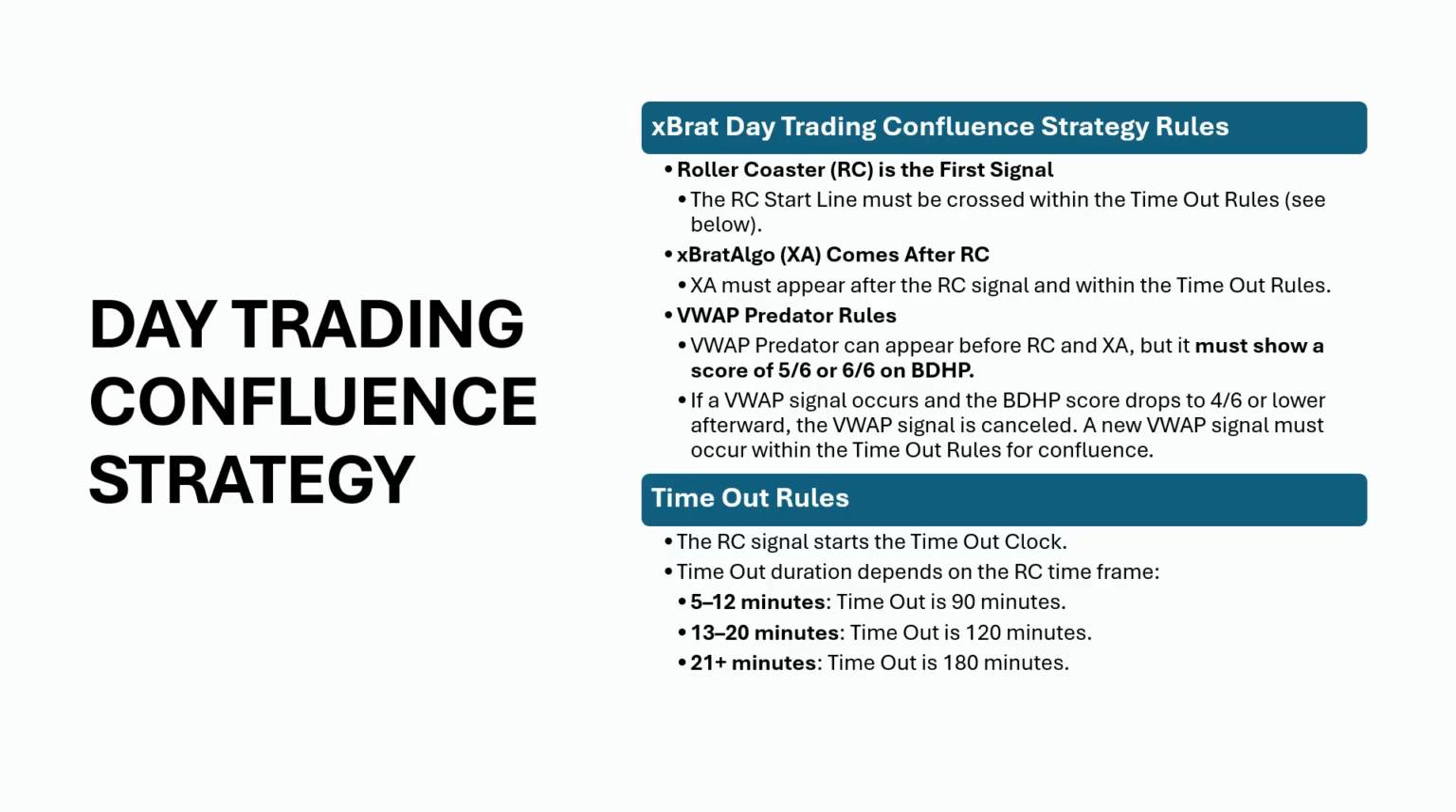So those timeout rules. This all depends on that initial time frame that you've got that anchor strategy on, the roller coaster. And the roller coaster signal starts the timeout clock. So when that candle closes and you get a roller coaster signal, that's the start of your timeout clock. The timeout duration, again, depends on that roller coaster time frame. So between 5 and 12 minutes, the timeout is 90 minutes. Between 13 and 20 minutes, the timeout is 120 minutes. And then 21 plus minutes, the timeout is 180 minutes.